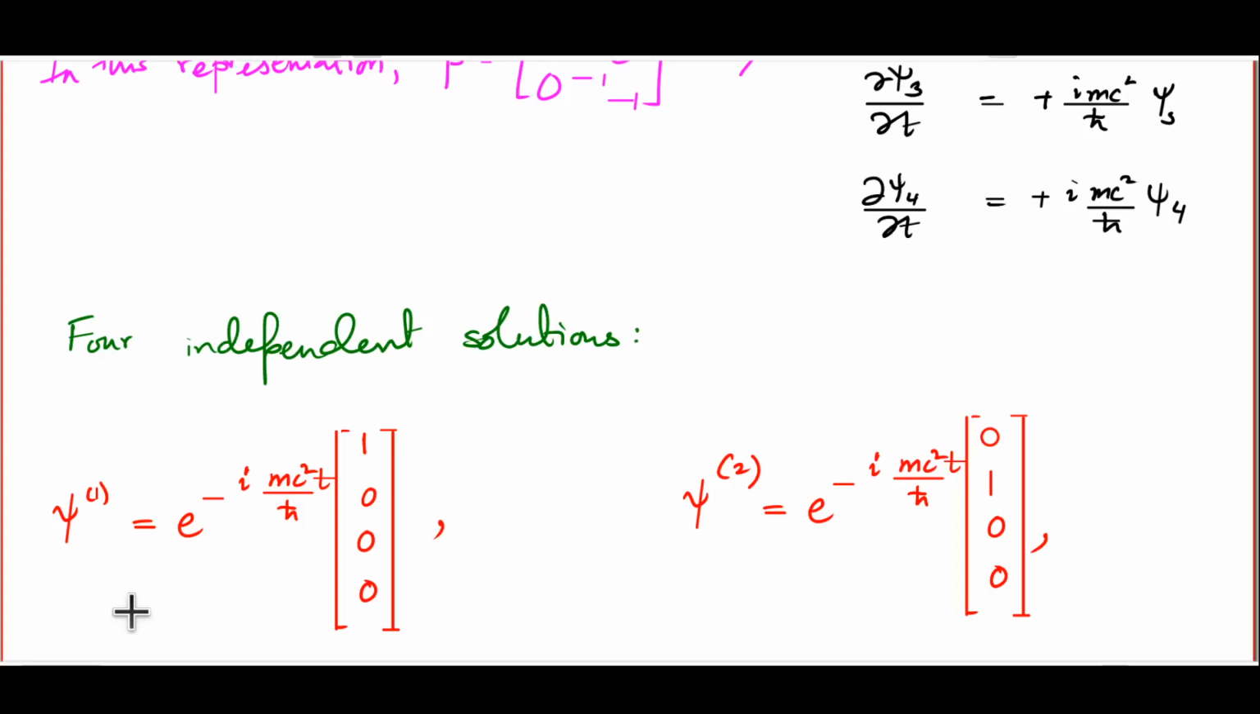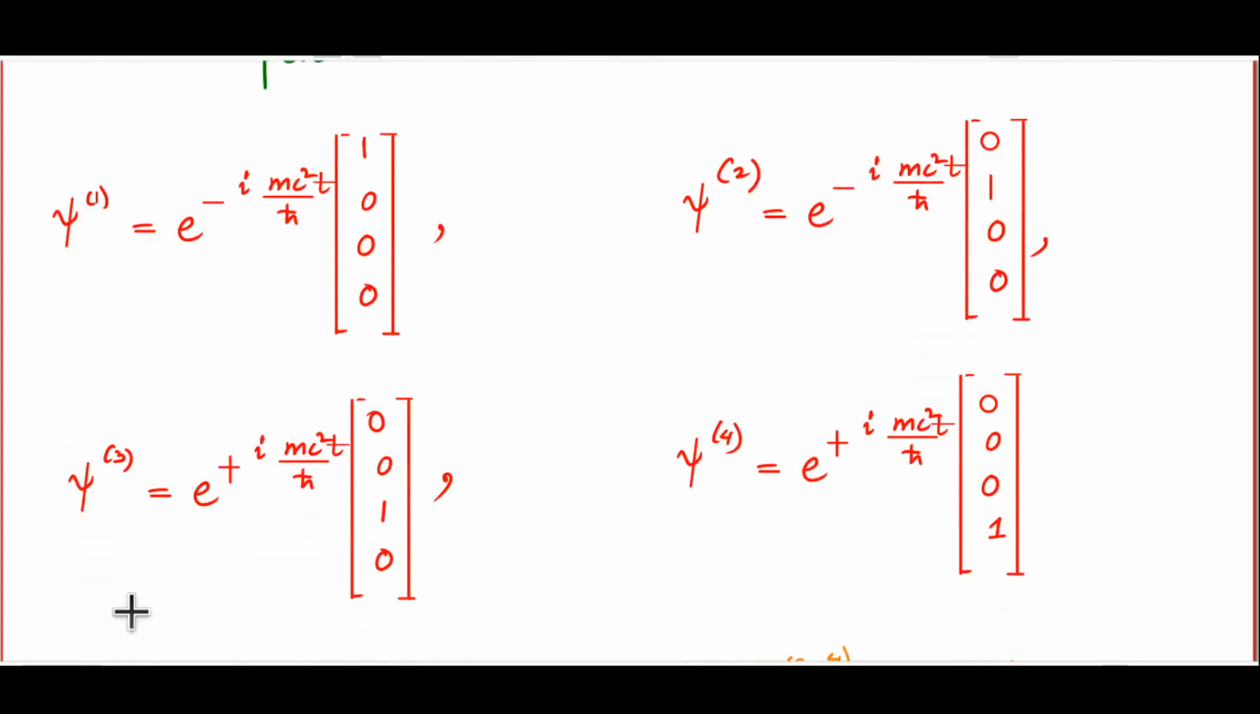However, there is an intimate connection between which component is non-zero in this notation and which particular solution you are talking about. For example, psi 2 will have only the second component non-zero, all the other components 0. And it will also have a time-dependent factor of e to the minus i mc² t by h cross. Now, this factor should be very familiar to all of you. In non-relativistic quantum mechanics, we have all seen that energy eigenstates pick up phase factors which are given by e to the minus iEt by h cross.